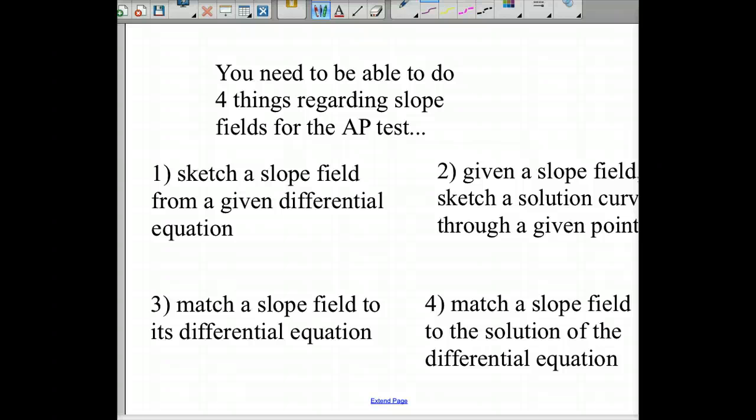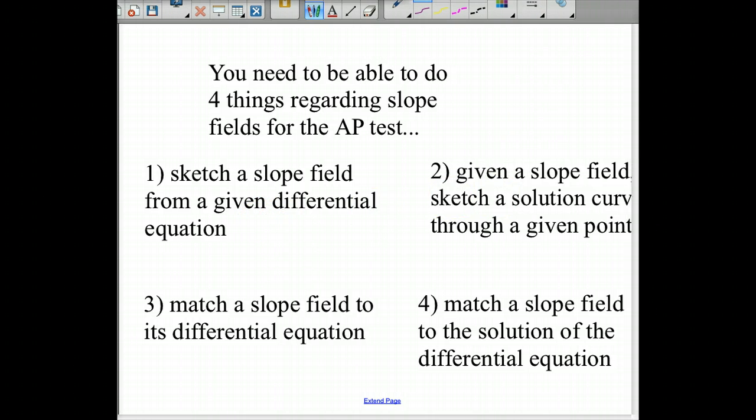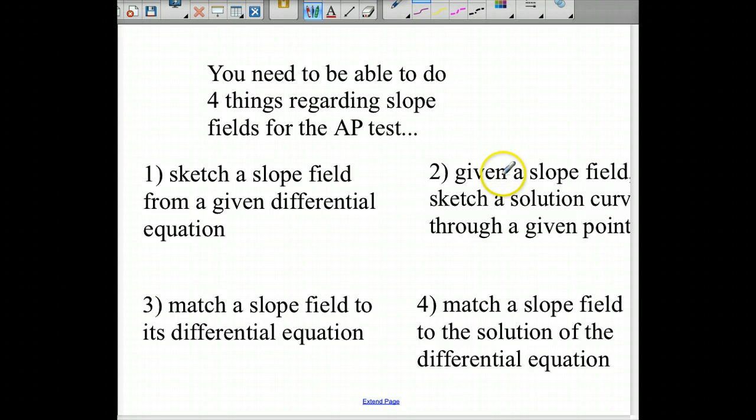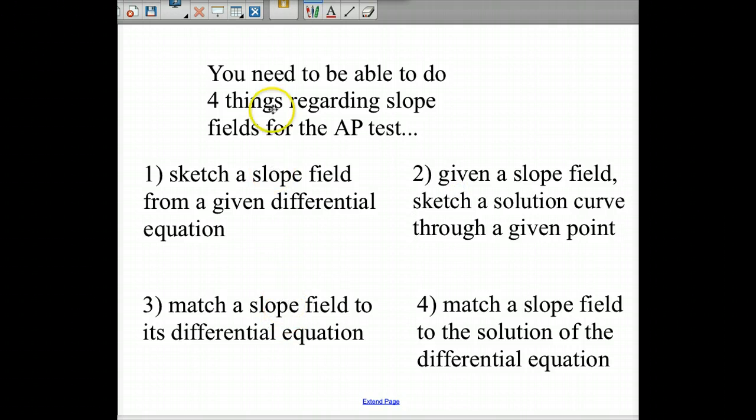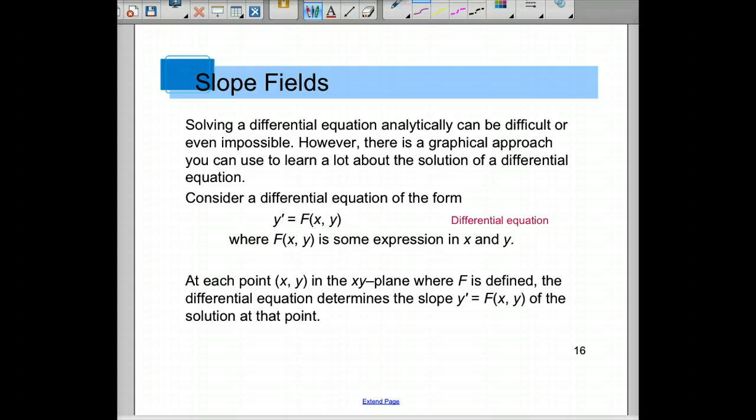On the AP test, you need to be able to do four things using slope fields. First of all, you need to be able to sketch a slope field from a given differential equation. So if I give you the derivative, you have to find the derivative at various different points and draw the little slopes at each point. Secondly, you will have to, given a slope field, sketch a solution curve through a given point. And then thirdly, match a slope field to its differential equation. Fourthly, match a slope field to the solution of the differential equation. So let's work on each of those things.